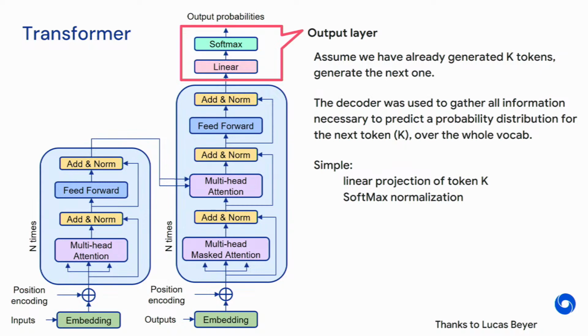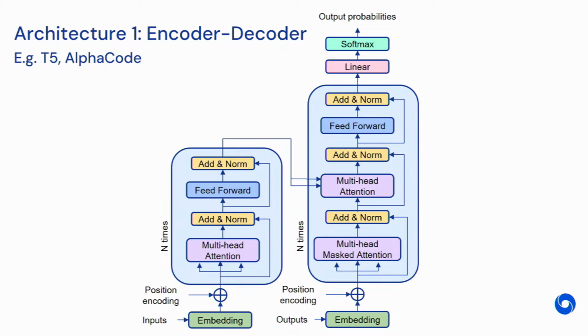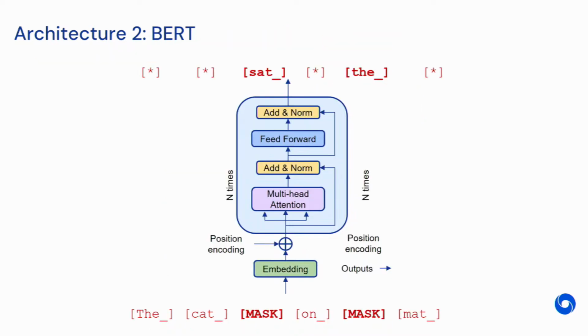Finally, you use a matrix multiplication to bring things down to the right dimensionality, the word vocabulary, and then you predict the probability of each next word. And that's how we do it. That's the encoder-decoder. That's what we used for the code model, AlphaCode. The family of T5 models that you can get on GitHub, Google models, also have this type of architecture.